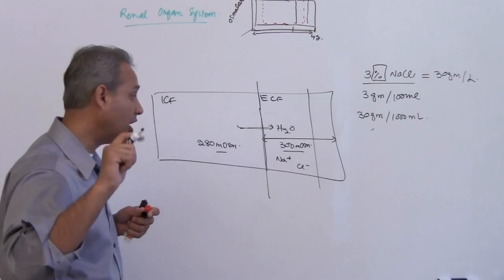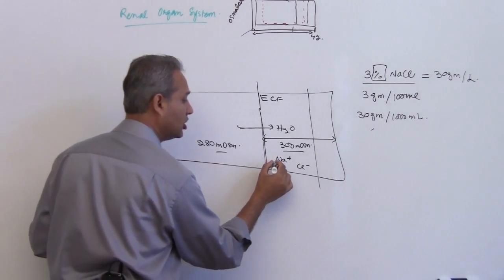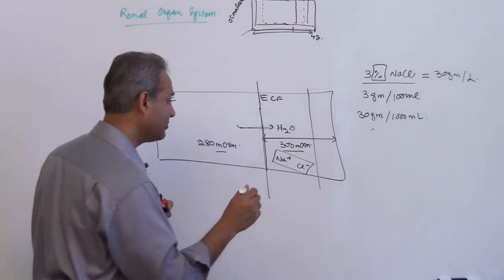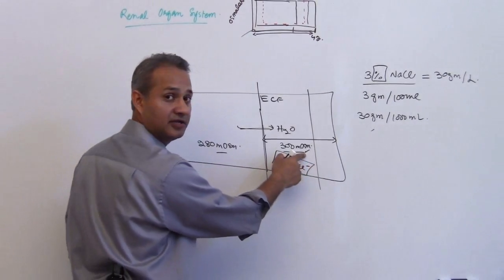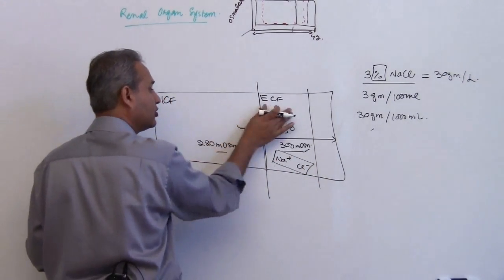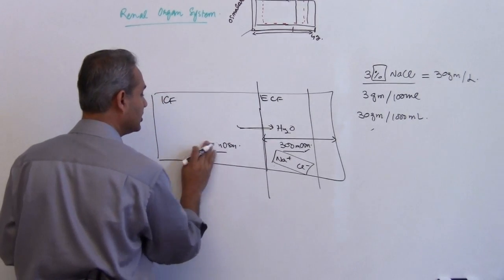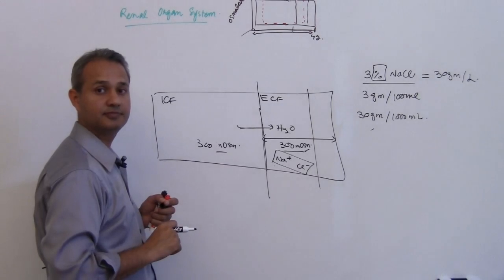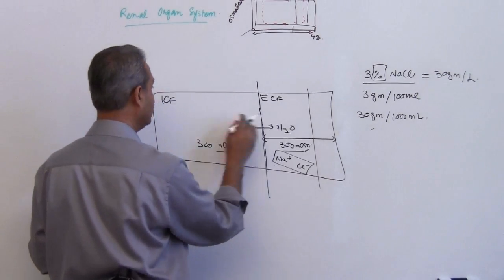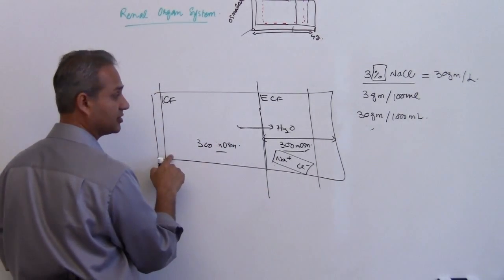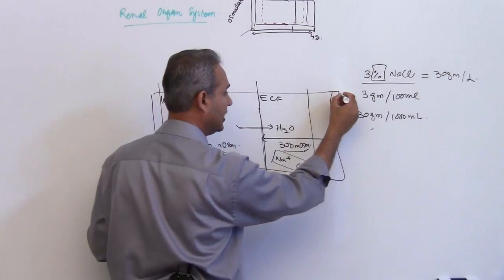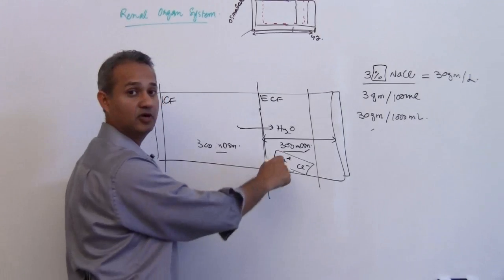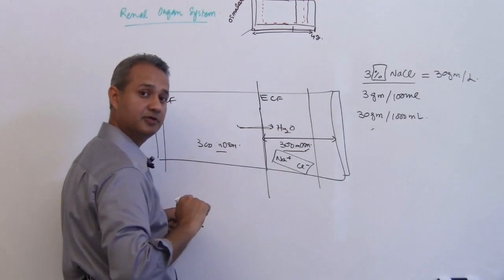Correct? So how much equal? Please remember, solute is not going to move. Solute is not going to move. That means this osmolarity is going to stay. How much water would move from here to here? Enough that the osmolarity here is going to become 300 as well. Right? So the water is going to move. So this compartment is going to shrink. This compartment is going to expand. That volume went from this side to this side because there was extra solute over here.